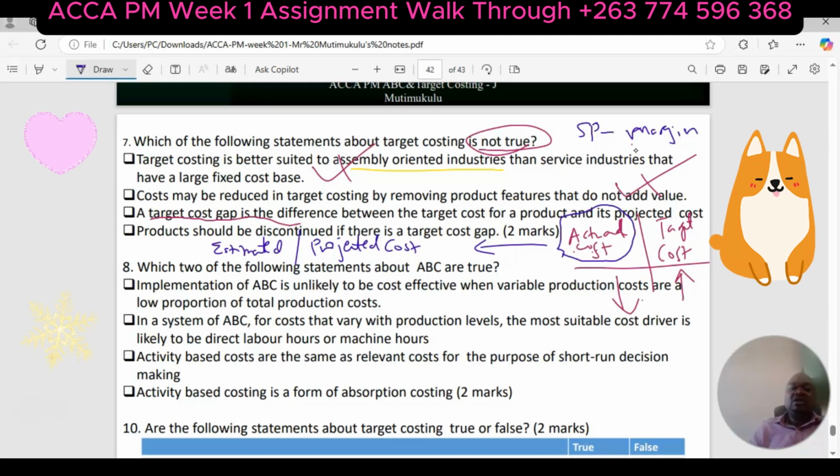Okay, so this is correct. However, being correct, it means that it is not the answer. The statement is correct, but it's not true.